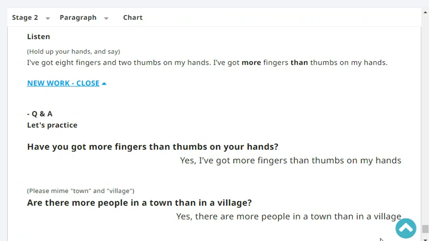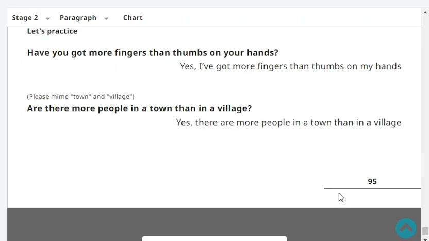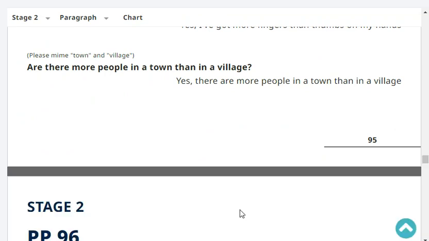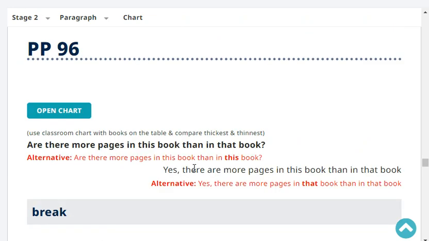Yes, I've got more fingers than thumbs on my hands. Very good. Are there more people in a town than in a village? Yes, there are more people in a town than in a village. Very good.